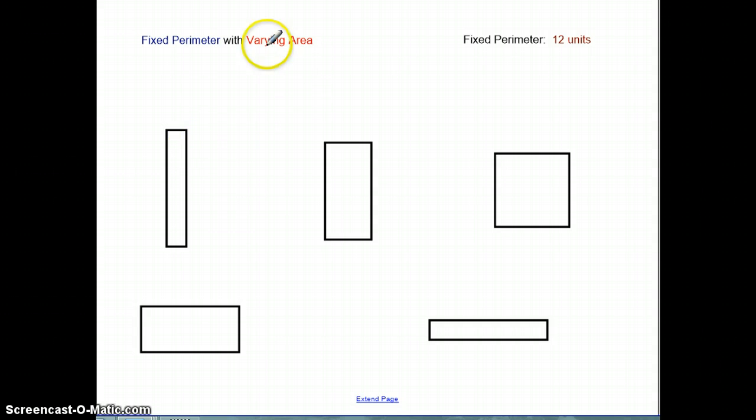Let's figure this out. So we have now a different scenario. Obviously, our perimeter is 12. Okay, so our perimeter is 12. Let's do another example. Kind of what we did before, I would take the 12 and divide it by 2. That would give us 6.